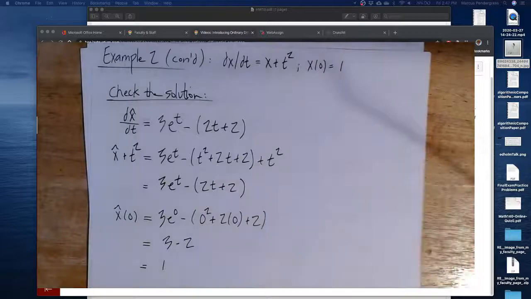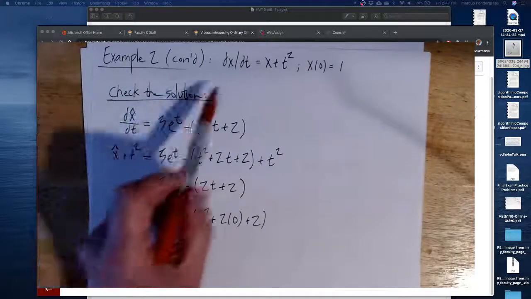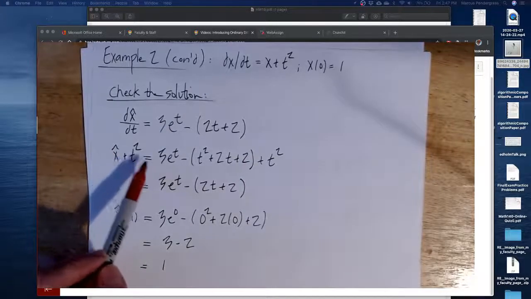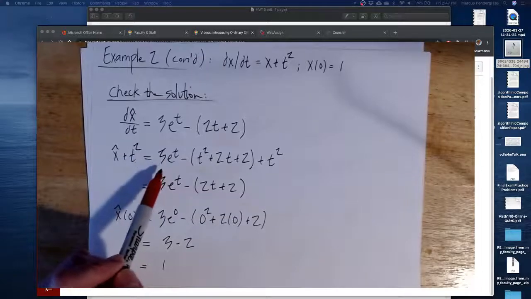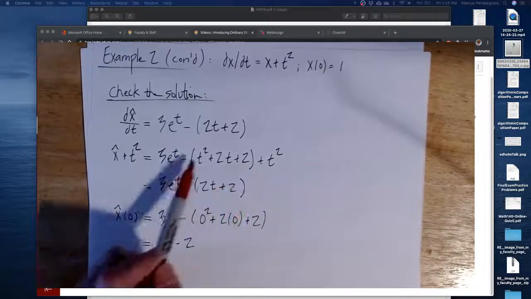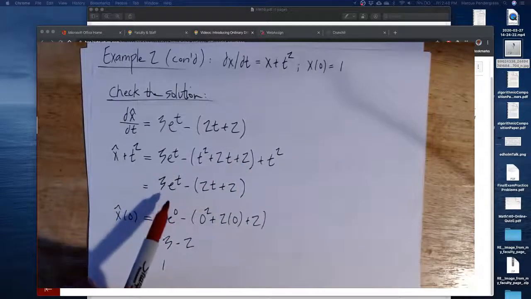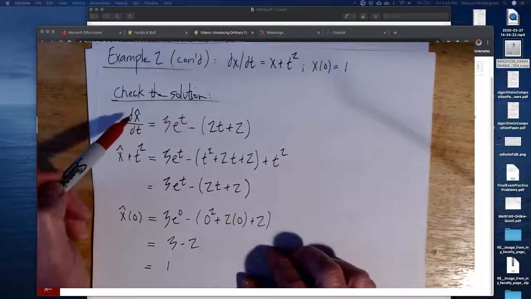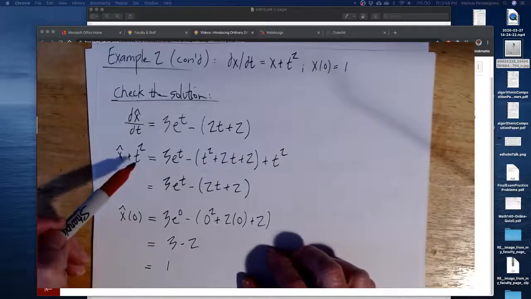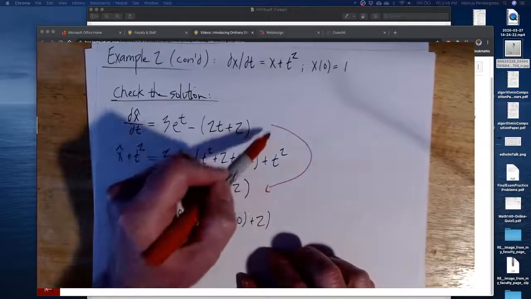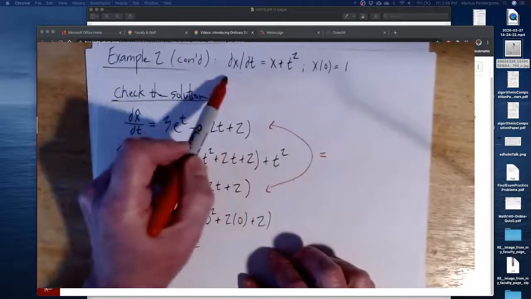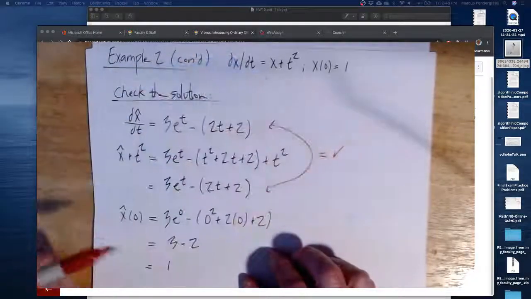And that's the left-hand side of the IVP. The right-hand side is x hat plus t squared. So let's see if we satisfy that. Here's x hat, this piece right here, and if I add t squared to it, you see that those two t squareds are just going to cancel, and you get 3e to the t minus 2t plus 2. So since dx hat dt equals x hat plus t squared, these two are equal, and we see that we satisfy the ODE part of the initial value problem.